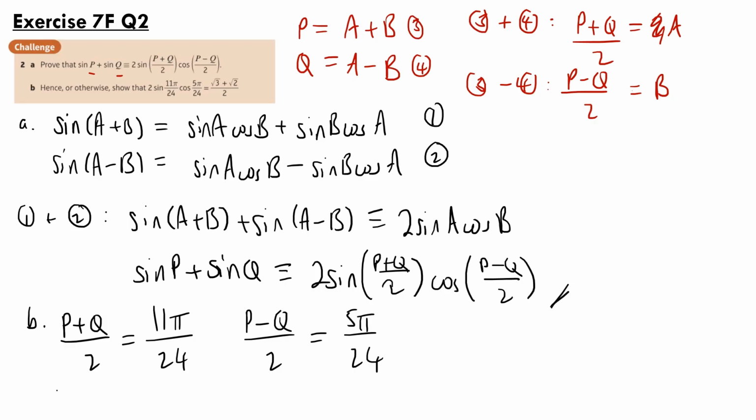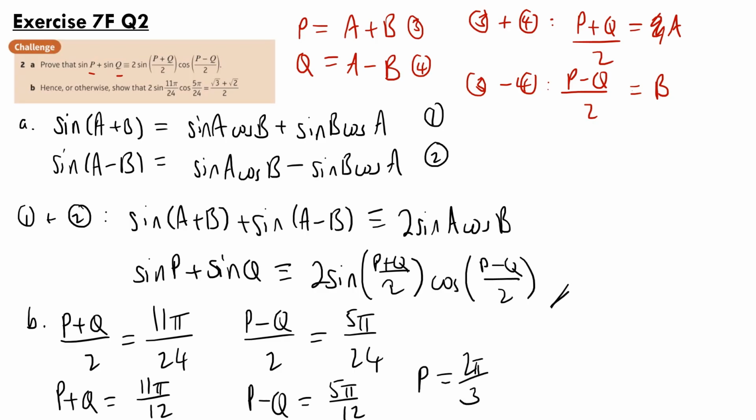So here, if we multiply by 2, we've got p plus q being 11π/12, and here p minus q being 5π/12. Adding them together and dividing by 2 gives us p is equal to 16π/12, divided by 2 is 8π/12, which is the same as 2π/3. And then q is going to be, if we take them away, so we have 11π take away 5π is 6π/12, or π/2. Divide that by 2 gives us π/4.